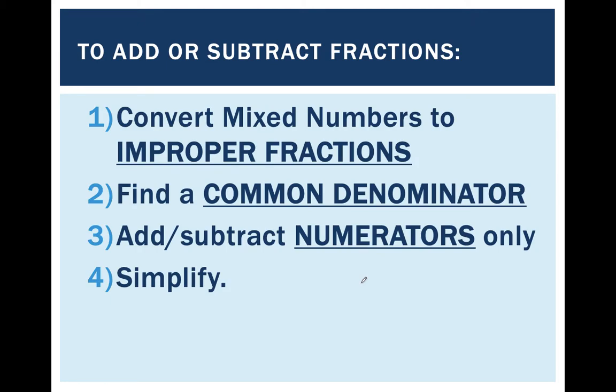So let's take a look at how we add and subtract fractions. Step 1 is the same as step 1 in the last two videos. Convert mixed numbers to improper fractions. Step 2, find a common denominator, and this is something that we only do with adding and subtracting, and I will review how to do that with you in our examples. Once you have that common denominator, step 3 is that you add or subtract the numerators only. The denominator, once you find the common denominator, will stay the same.